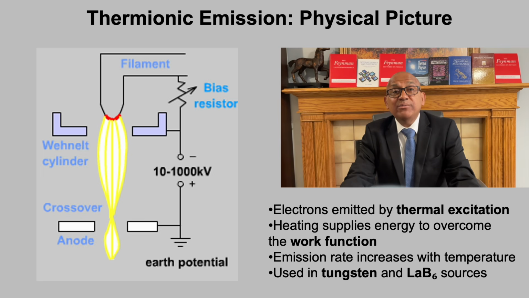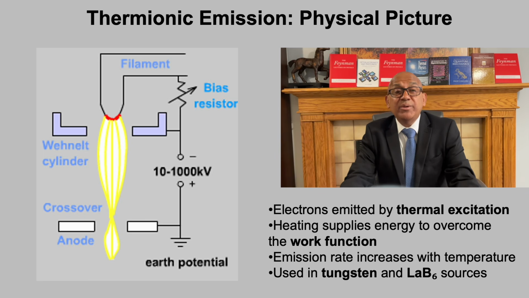When this energy becomes sufficient to overcome the work function, the surface energy barrier that binds electrons to the material, they can escape into the vacuum. The emission current increases rapidly with temperature, allowing the beam current to be controlled through the heating power supplied to the emitter. This mechanism is employed in commonly used SEM sources such as tungsten filaments and lanthanum hexaboride (LaB6) emitters.